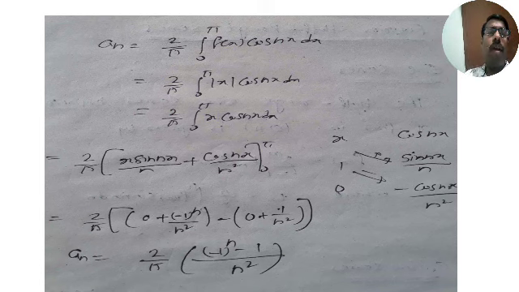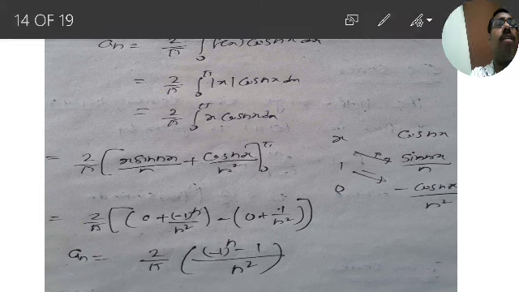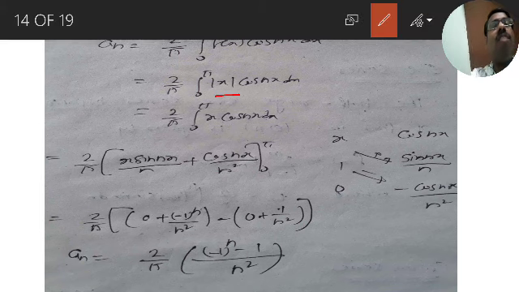What is the formula for an? An is equal to 2 by pi integration 0 to pi f of x into cos nx dx. What is f of x? Mod x. So 2 by pi integration 0 to pi mod x into cos nx dx.